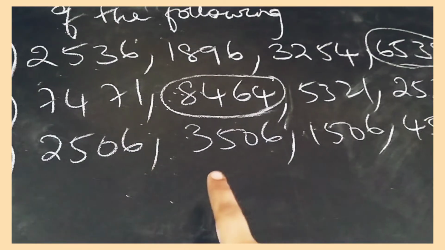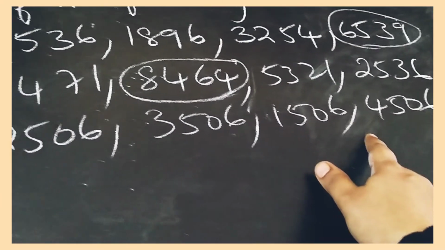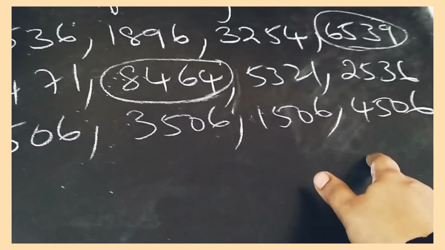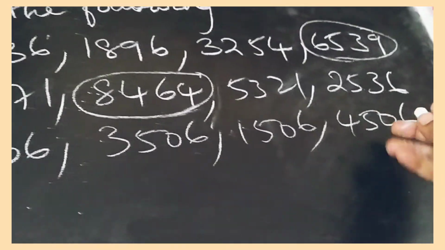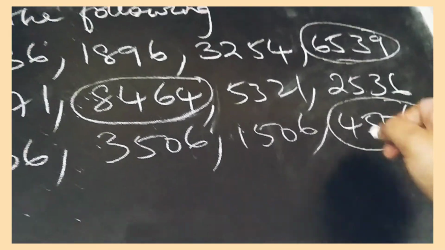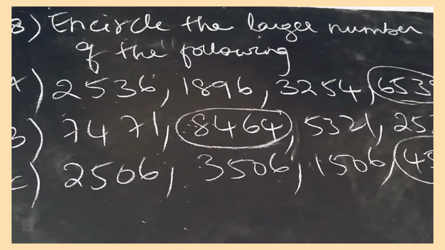Here 2000 is there, here 3000, here 1000, here 4000. Which is the bigger number here? 2, 3, 1, 4, means 4 is the bigger number. So you have to encircle this larger number. Like this you have to do.